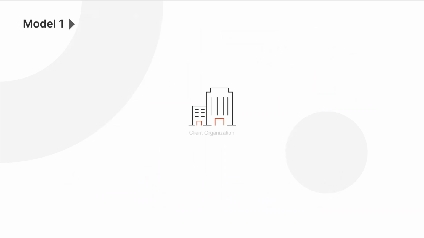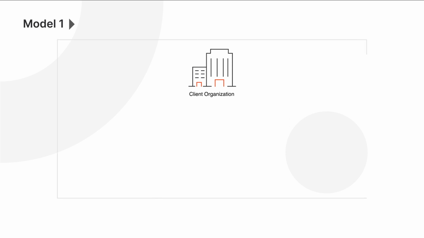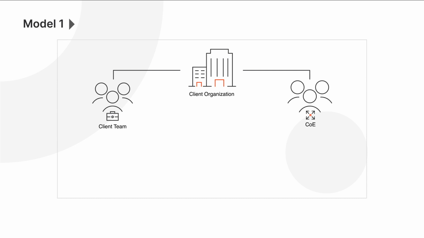The first model is the self-sufficient organization. In this scenario, inside the same enterprise, there's a department taking the role of the client by requesting an automation. And then there's an Automation Center of Excellence, COE, providing the UiPath expertise and capacity to implement the automation through an implementation team.